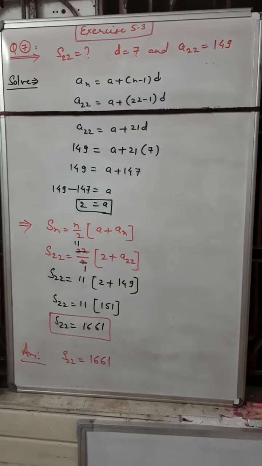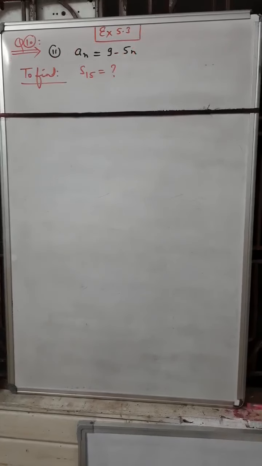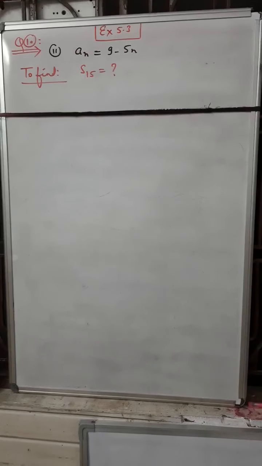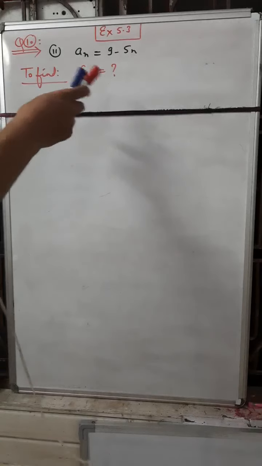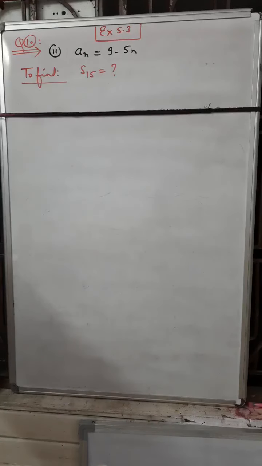That was exercise 5.3, question number 7. Now we will solve question number 10, option number 2 of exercise 5.3. The question is: an is defined as below, an is equal to 9 minus 5n. Find the sum of first 15 terms in each case.